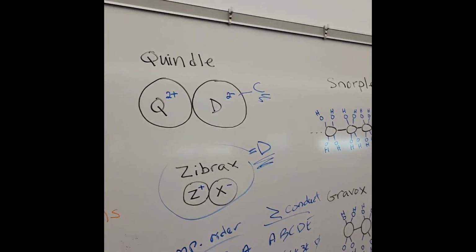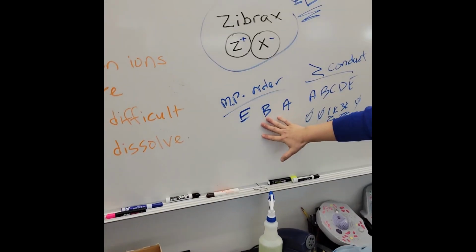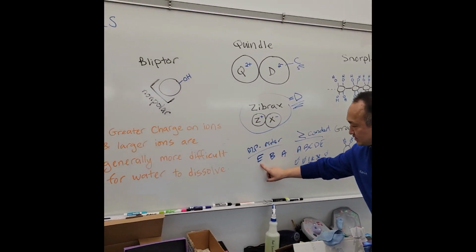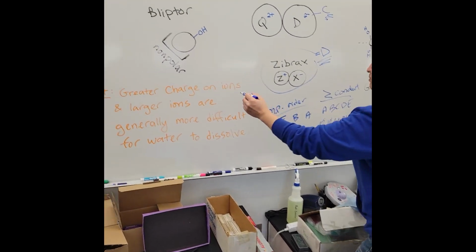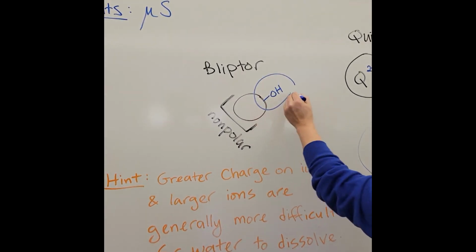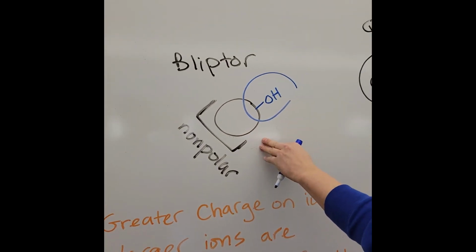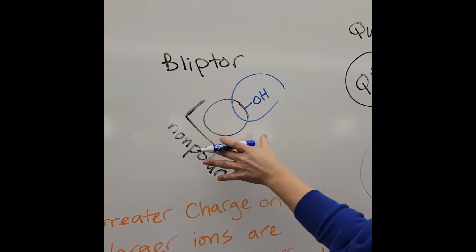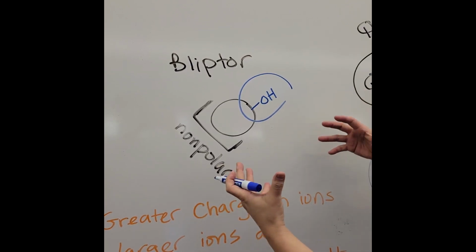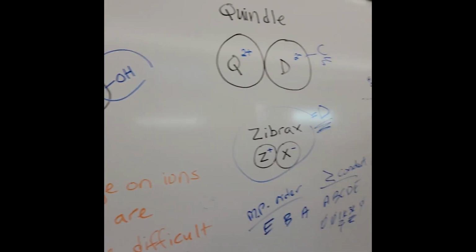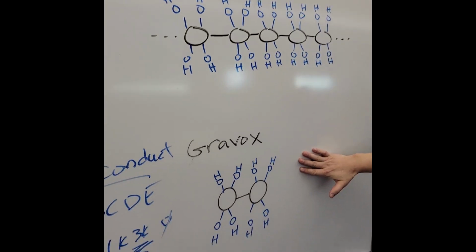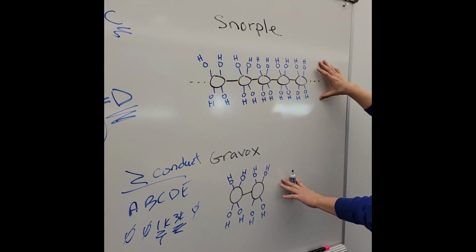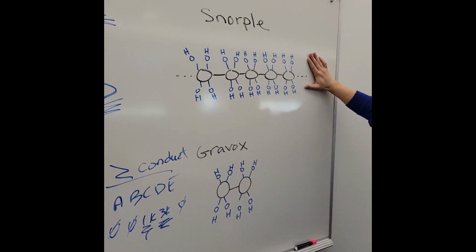All right. Now let's use the melting point order to determine the remaining 3 substances. The thing that melts first is going to be the one that has the fewest number of hydrogen bond opportunities. This bliptor only has 1 area of hydrogen bond opportunity. So in other words, this is going to attract other bliptors less than Snorkel or Gravox, because they have many more hydrogen bonding opportunities. This is going to have the highest melting point.